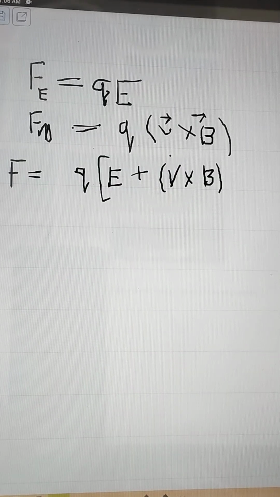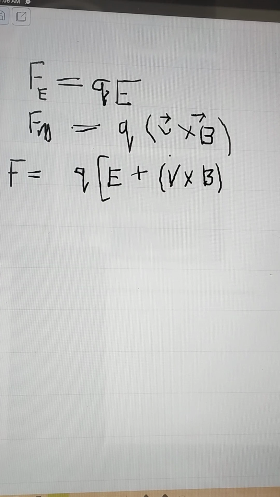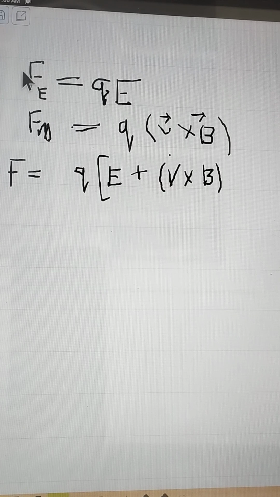Then the total force, that is, if a charge q is moving in a space where there exist both electric and magnetic fields, the total force experienced is the force due to electric field plus force due to magnetic field, qE plus q v cross B. This is called Lorentz force.